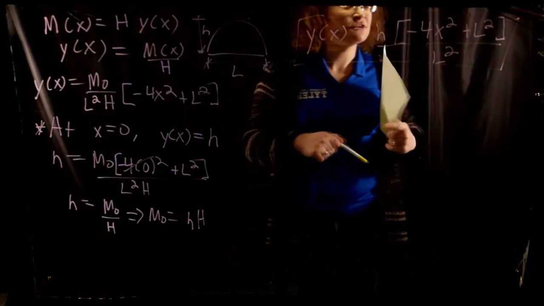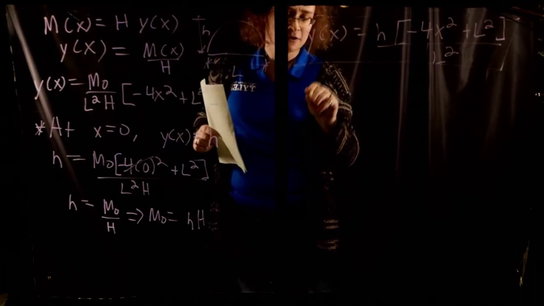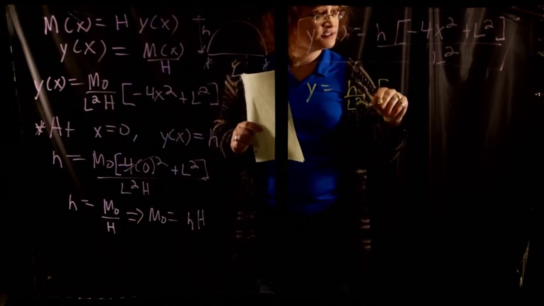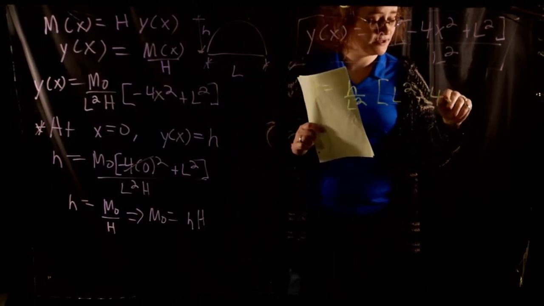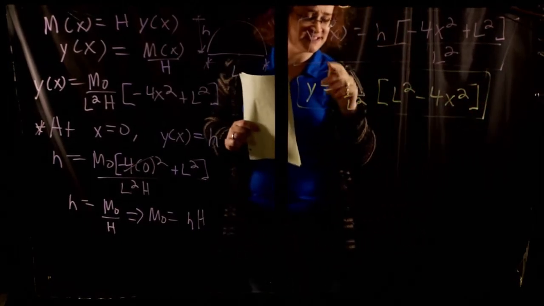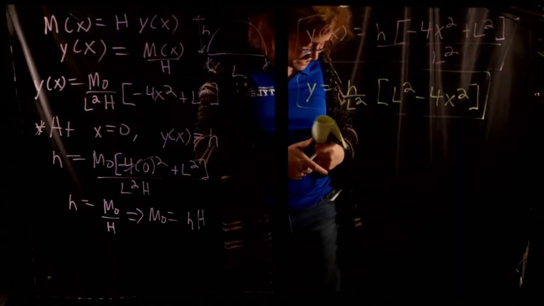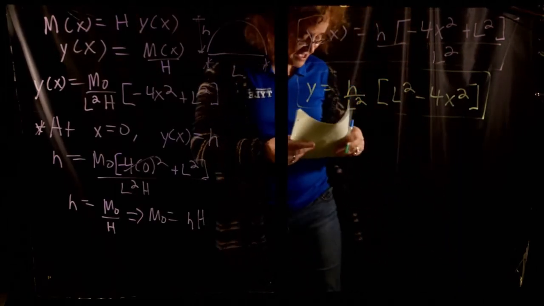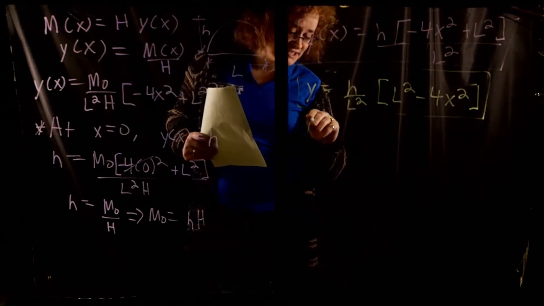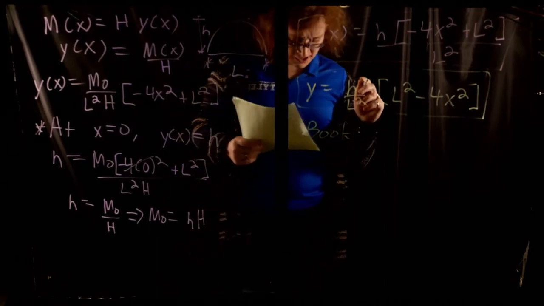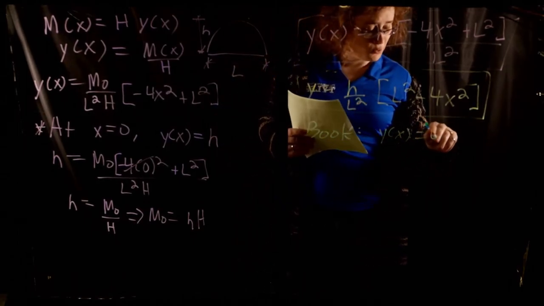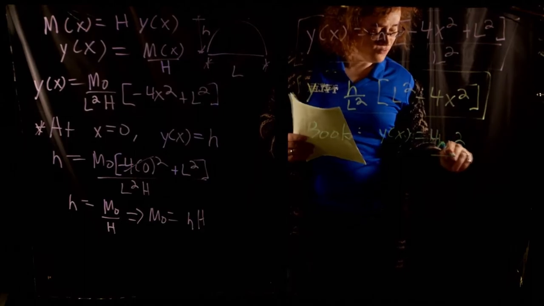In case that's a little difficult to read, let me rewrite this here. Y equals h over l squared times l squared minus 4x squared is another way of writing this. And the book does have this slightly differently. What the book has is a form like this. In the text you'll find the form y of x equals 4hx squared over l squared.